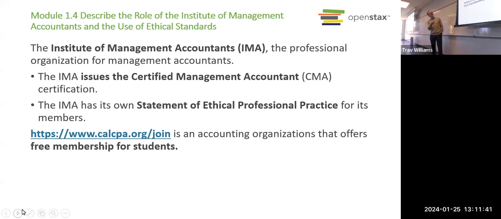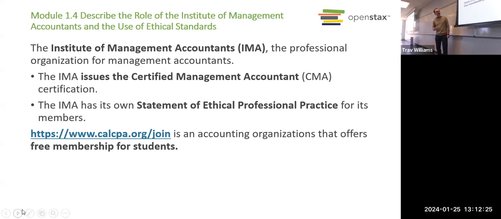There is an Institute of Management Accountants, IMA. They are the ones that create the exam that you would take if you wanted to become a certified management accountant. So if this is the field that you decide to go into, I would recommend becoming a member of the IMA. They do have a statement of ethical professional practice, but again, the reports are for internal use, right? So it's not as critical as it is with financial accounting, where you've got outside people that you need to make sure you're not defrauding. But there are still ethical practices related to managerial accounting.